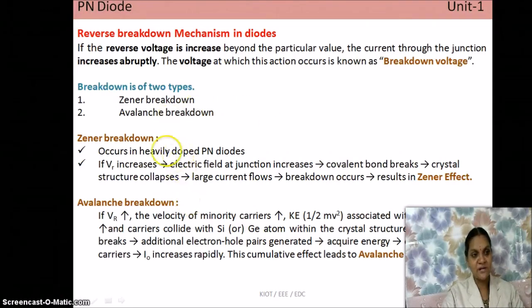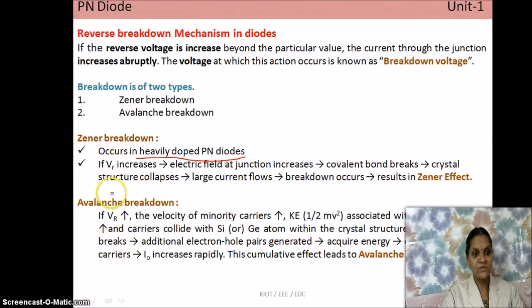So Zener breakdown occurs in which type of diodes? It occurs only in heavily doped PN diodes. That means if the charge carrier accumulation is very high in a diode, those diodes are called heavily doped diodes. That means impurity atoms will be very high. So under that condition only, the Zener breakdown will occur. It was invented by the scientist Zener, hence the name Zener breakdown.